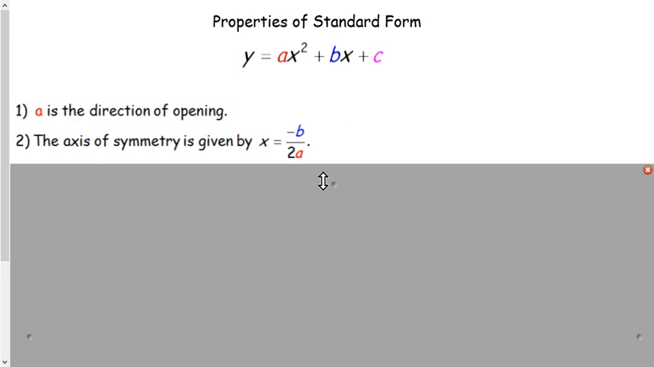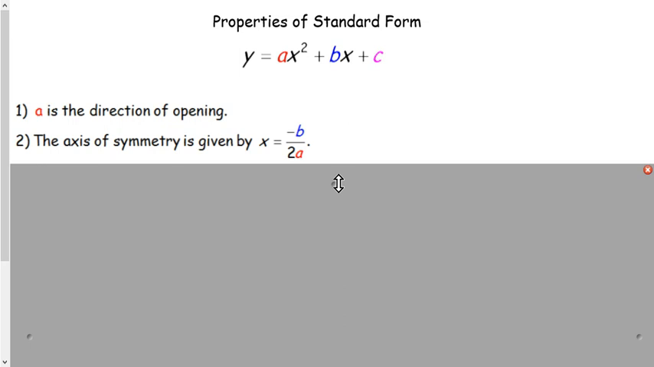Here's a little formula you'll want to write down on your learning goal sheet. That's an important one to make sure you have handy. You're going to want to know this one for sure. If you take the negative of your B value and then divide it by 2 times your A value, that's going to give you your axis of symmetry. This is a handy dandy formula that you're going to find helpful when you're working with these sorts of things.